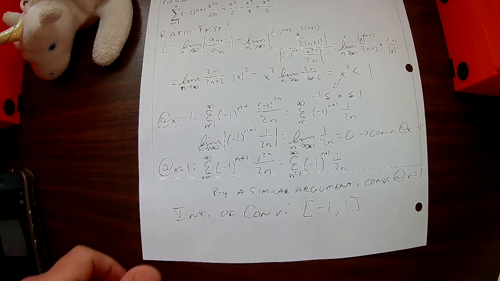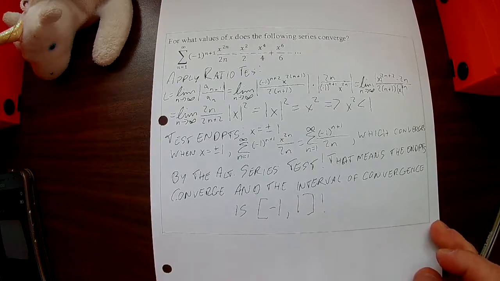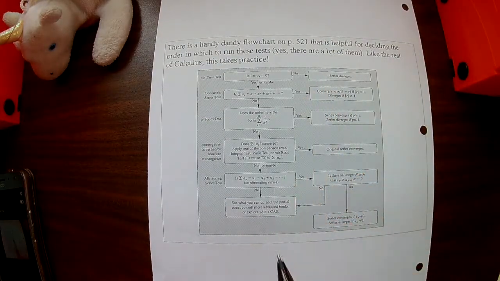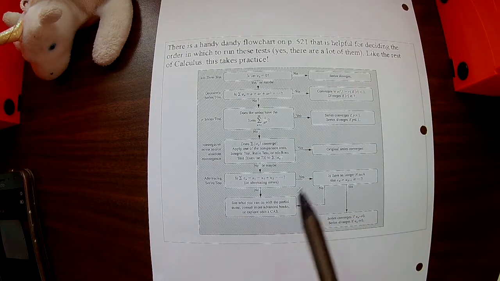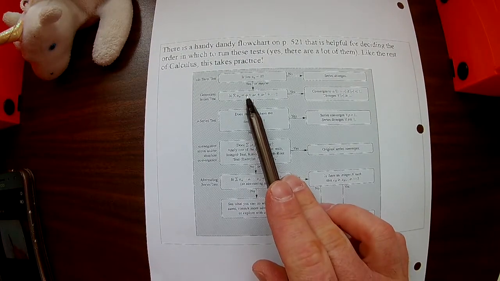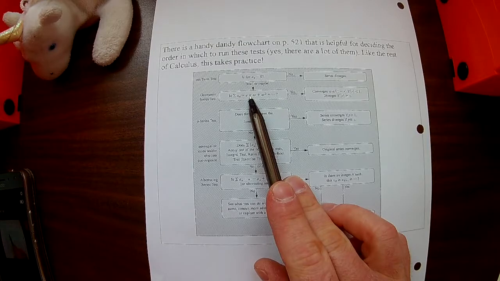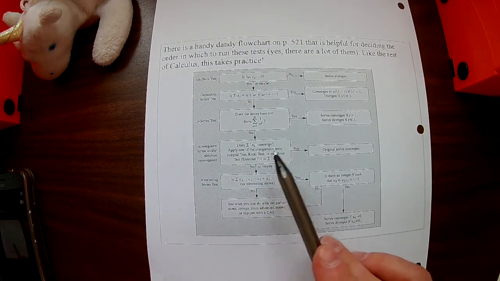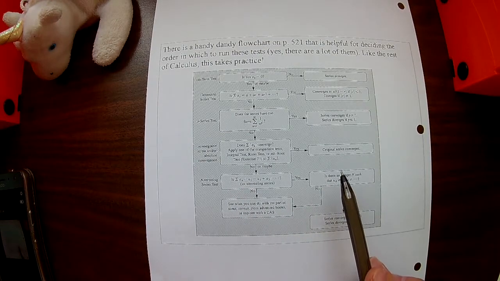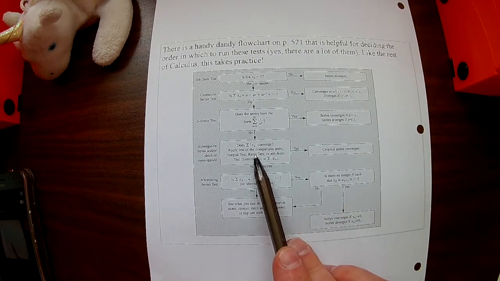Again, interval of convergence, not on the AP test, so you don't need to worry about that too much. Here it is written out. What we have right here, it's on page 521 in your book. It's a great way to go through and figure out what test you have to use. Sometimes you can use multiple tests. I've seen a lot of people lean heavily on the geometric series test. Works as long as, not the geometric series test, sorry, the ratio test. Yeah, ratio test. I've seen a lot of people lean on ratio test.